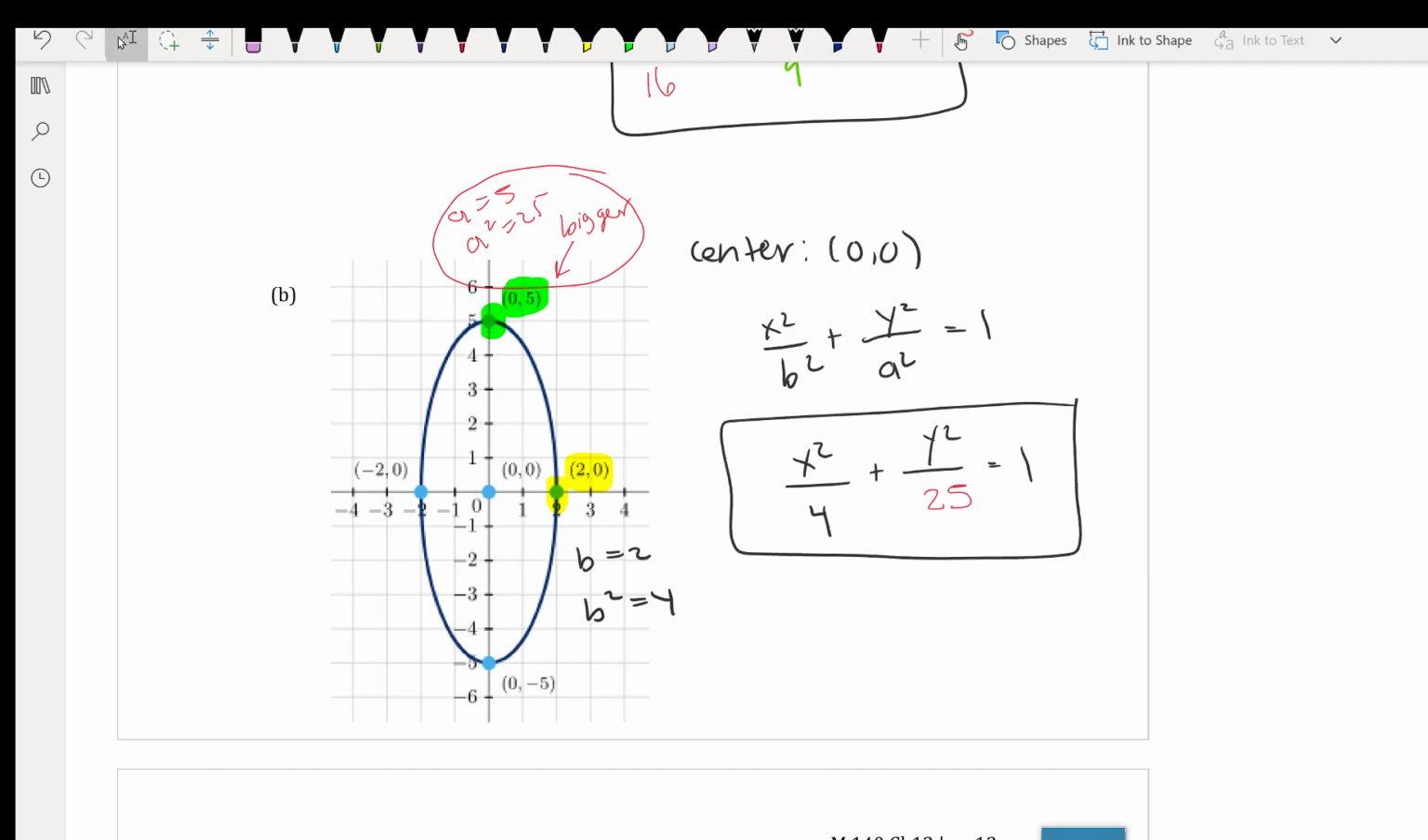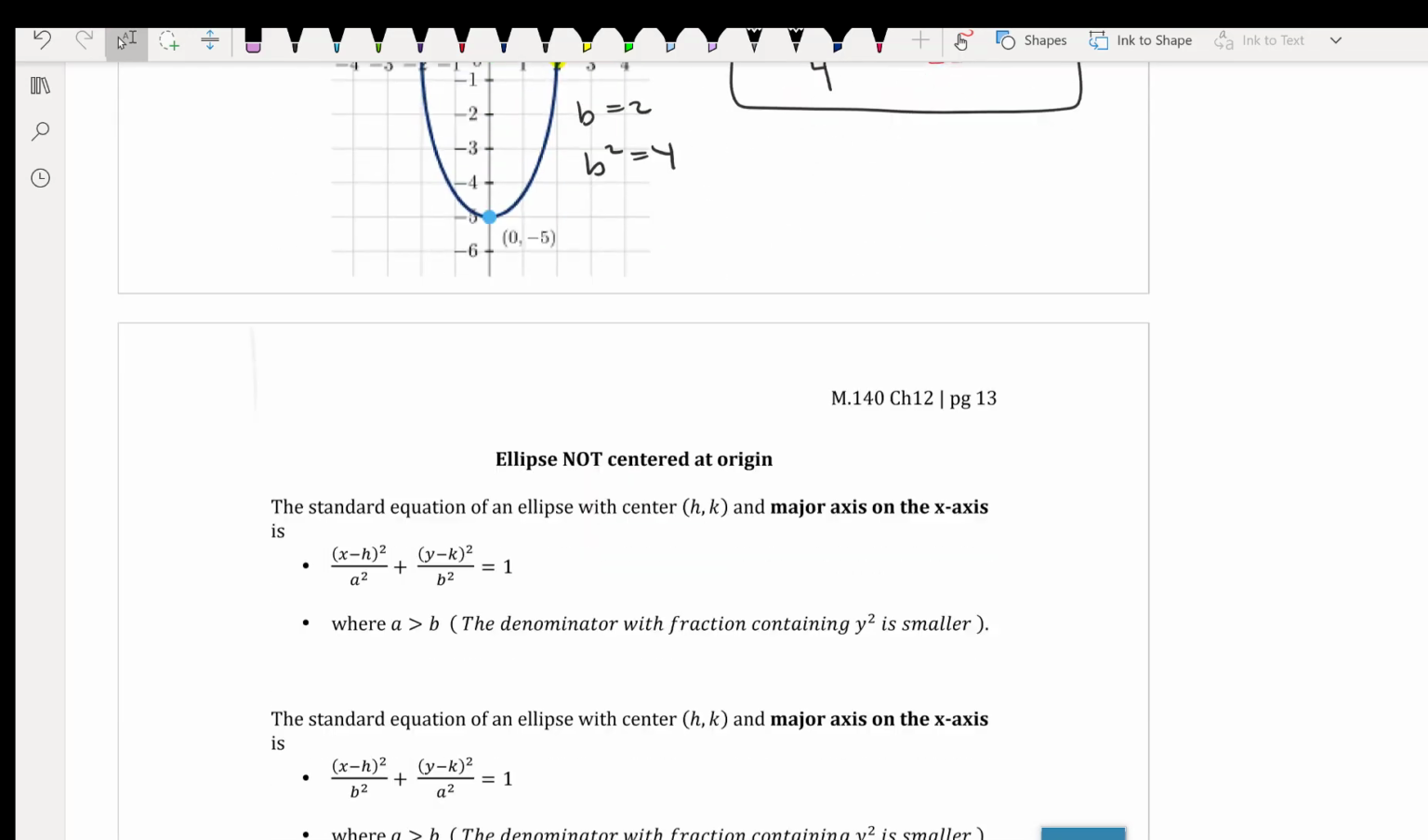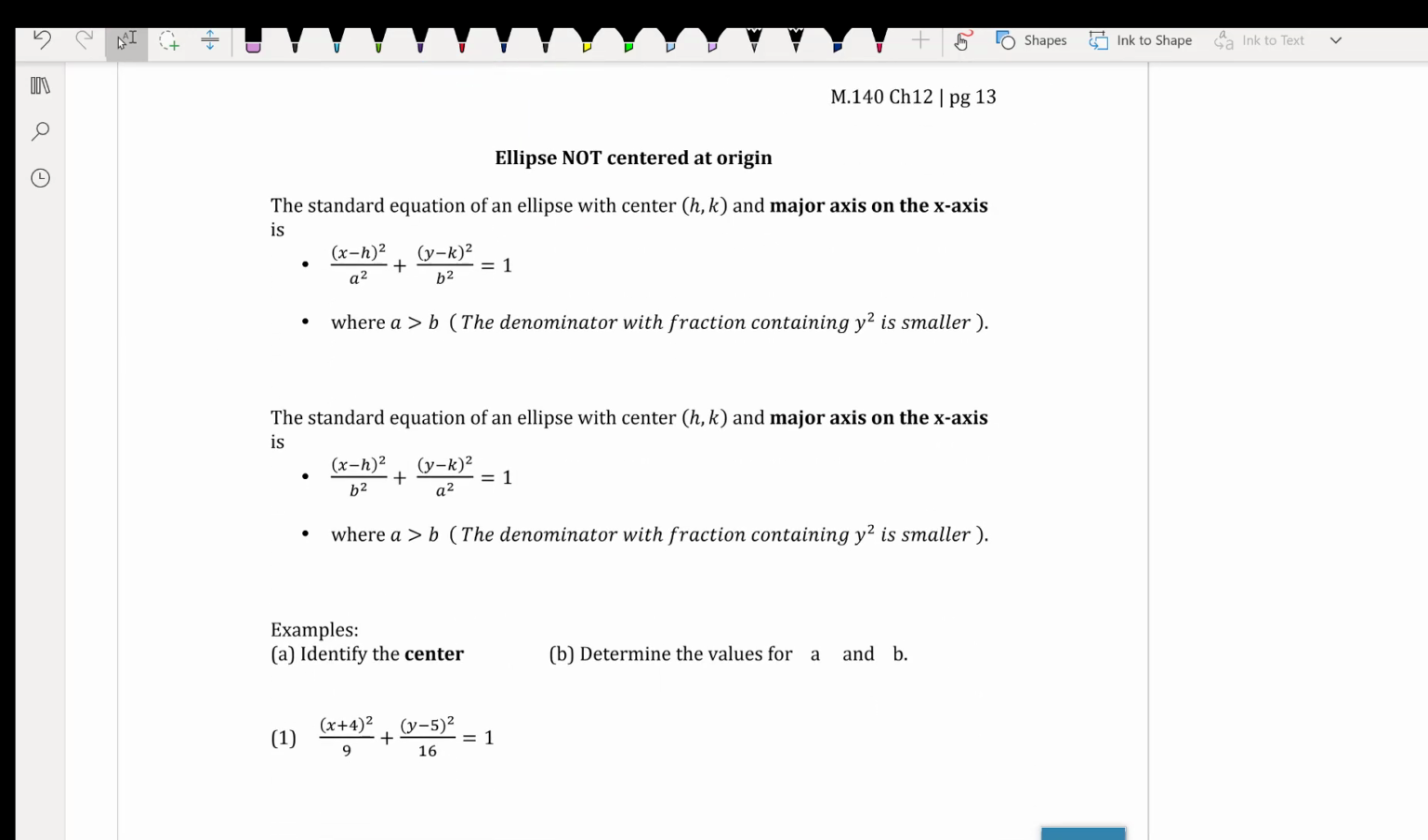Okay, and so that's going to be the equation of the ellipse. Now we're going to have an ellipse not centered at the origin. So that center is going to be (h, k). So again, the a is always going to be bigger than your b, which tells you whether it's going to be stretched out along the x-axis or stretched out along the y-axis.